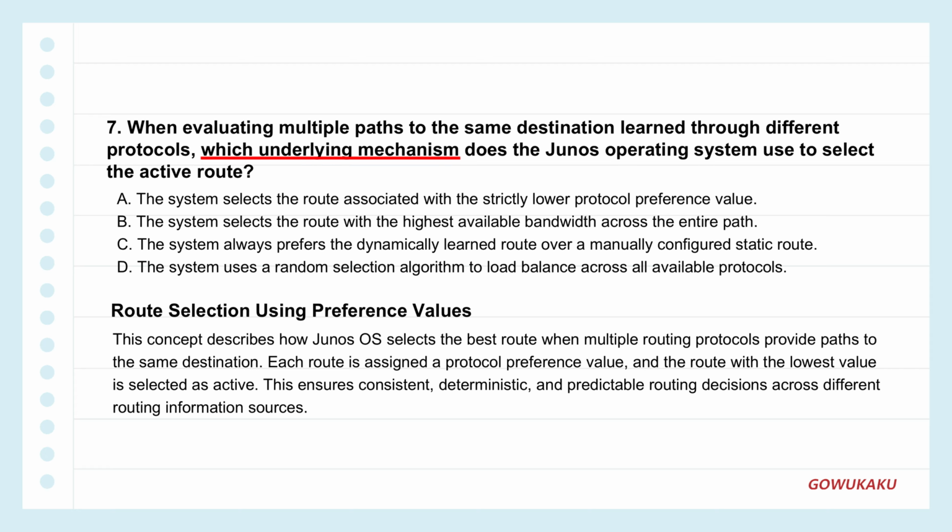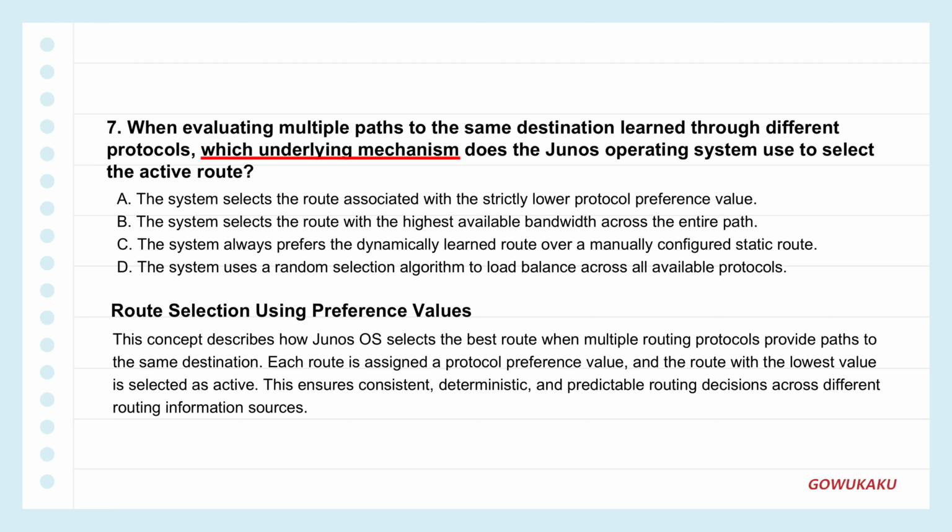A. The system selects the route associated with the strictly lower protocol preference value. B. The system selects the route with the highest available bandwidth across the entire path. Okay, 2 more. C. The system always prefers the dynamically learned route over a manually configured static route. And D. The system uses a random selection algorithm to load balance across all available protocols. Yeah. What's your intuition here? Well, if I'm driving, I want to take the widest highway. Logically, the system should just select the route with the highest available bandwidth, like option B suggests. Why wouldn't the router just pick the fastest link?